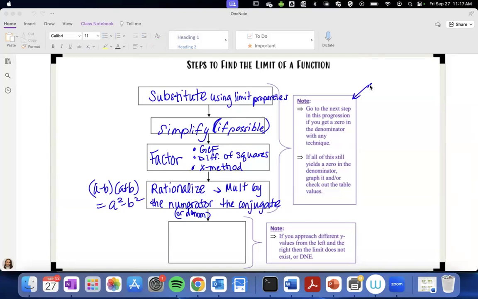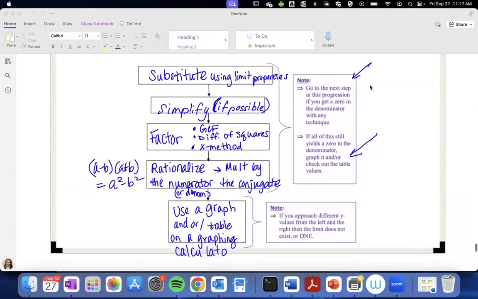If all of that still yields a 0 in the denominator, just graph it and make the table and check out the table. So I'm just going to say use a graph and or table on a graphing calculator. Okay, so that's basically what we've done, and we'll practice again on Monday. There's still a few more limit rules like trig limits and all that kind of stuff. So, all right.